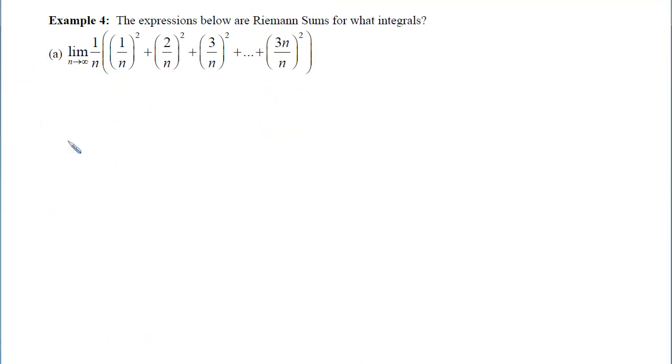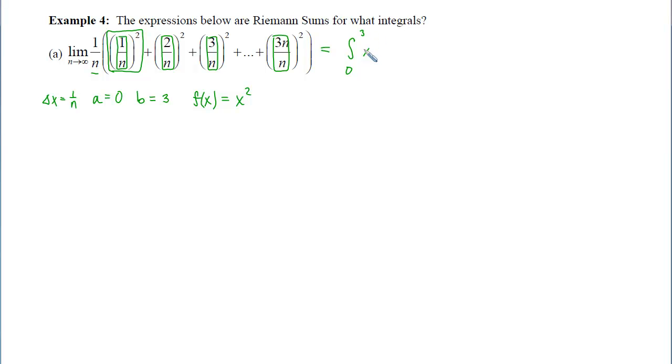Notice with this example that my delta x is going to be a 1/n, and my input has to differ from the next input by a 1/n. We can see that a will be this input minus delta x. We can see that b is the final input, and we can see that the function is the input replaced with x. So this entire thing here becomes an x squared. Turns out this limit will be equal to the definite integral from 0 to 3 on x squared.